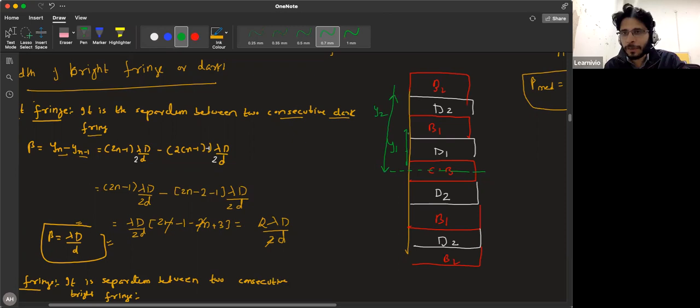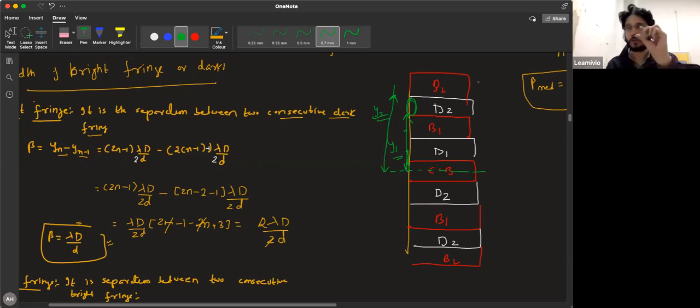Y1 is the separation of the first bright fringe from the central maxima, this one. And Y2 is the separation of the second bright fringe from the central maxima. If you subtract Y2 from Y1, you will get this thickness, and this thickness is the width of the dark fringe.